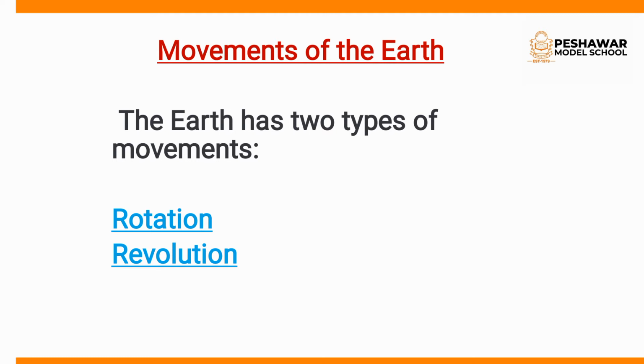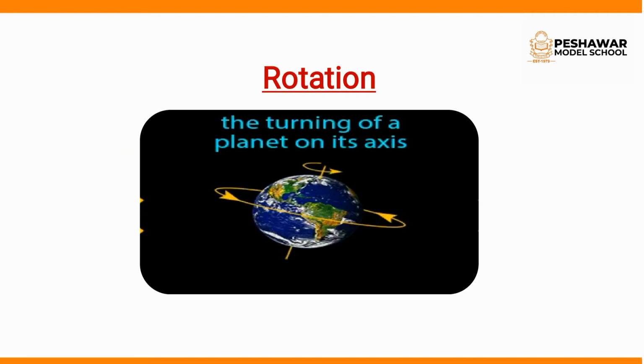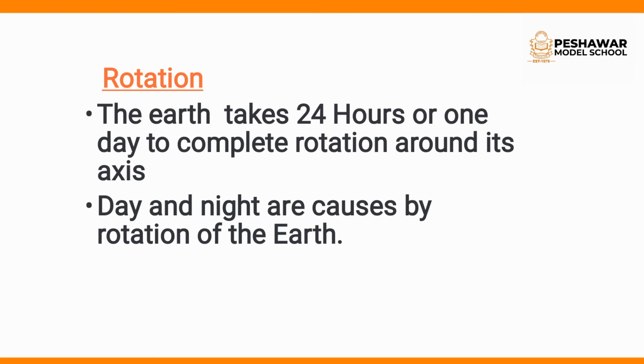Movements of the earth. The earth has two different types of movements, rotation and revolution. Rotation: the turning of a planet on its axis is called rotation. Again, look at the diagram. The yellow line shows the axis of the earth. The earth moves around this axis, so the movement of the earth around its own axis is called rotation. The earth takes 24 hours or 1 day to complete rotation around its axis.